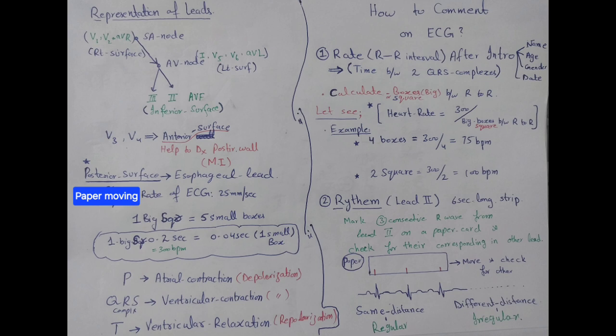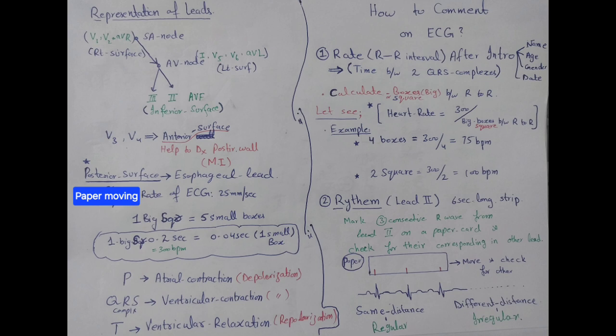Second thing is rhythm. Lead 2 is known as the rhythm lead. Mostly we use this lead. This is about a 6 second long strip for this lead. How can we see the rhythm? Mostly by just looking you can see the rhythm is normal, because there is no far distance between the R waves.